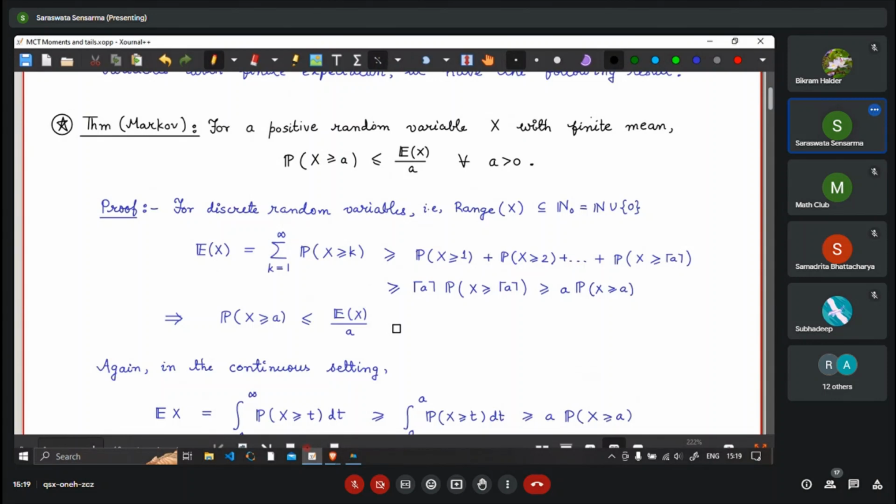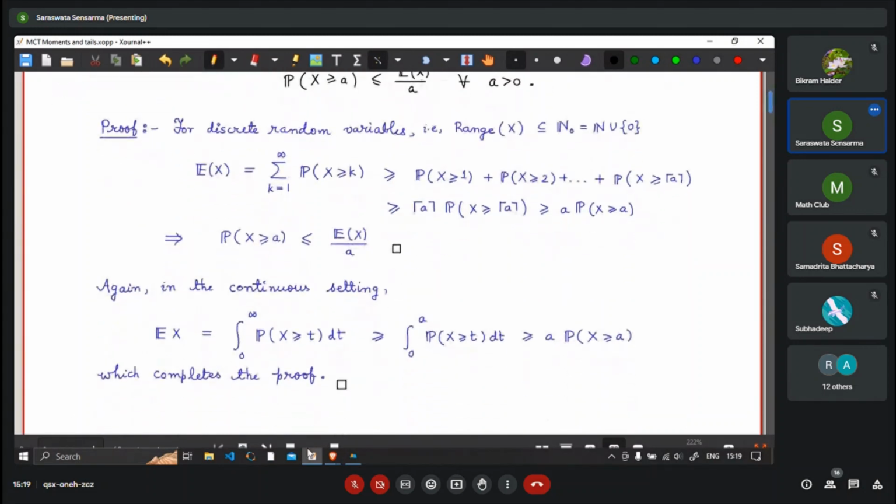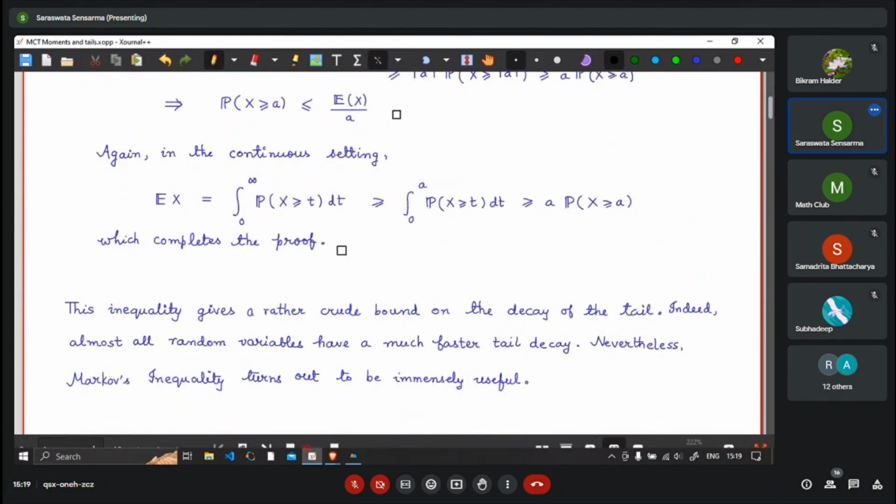We needed no other extra conditions on X except that X be positive, otherwise these formulae for expectations are not valid, and we wanted it to have a finite expectation. That's all. This inequality is, as you would expect, a very crude bound on the decay of the tail. In fact, almost all random variables that you have, like normal, exponential, Poisson, decay exponentially. You can have tails which decay polynomially, but in general, it's faster than 1 over n.